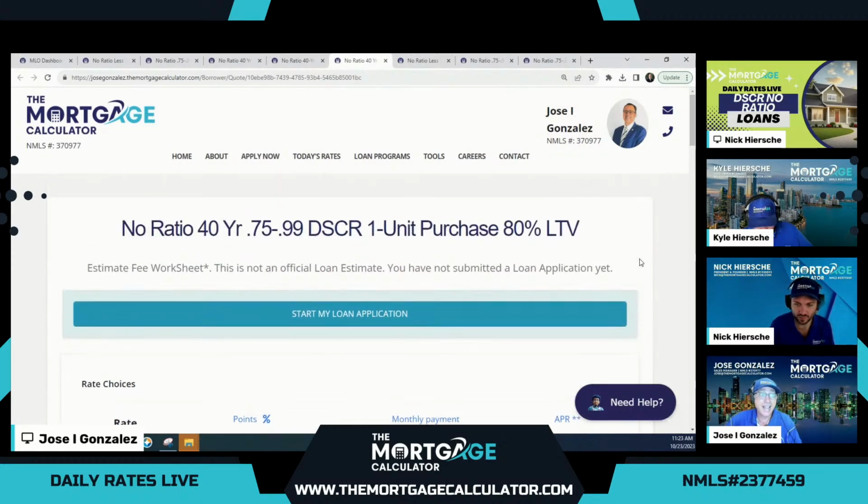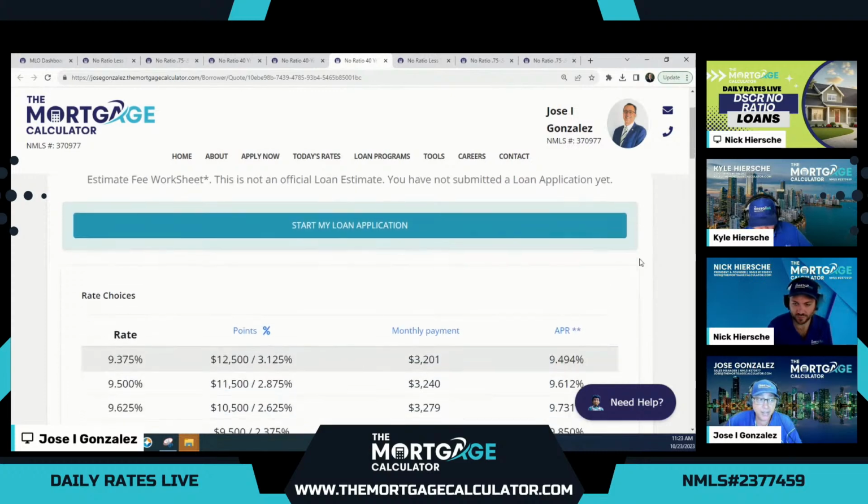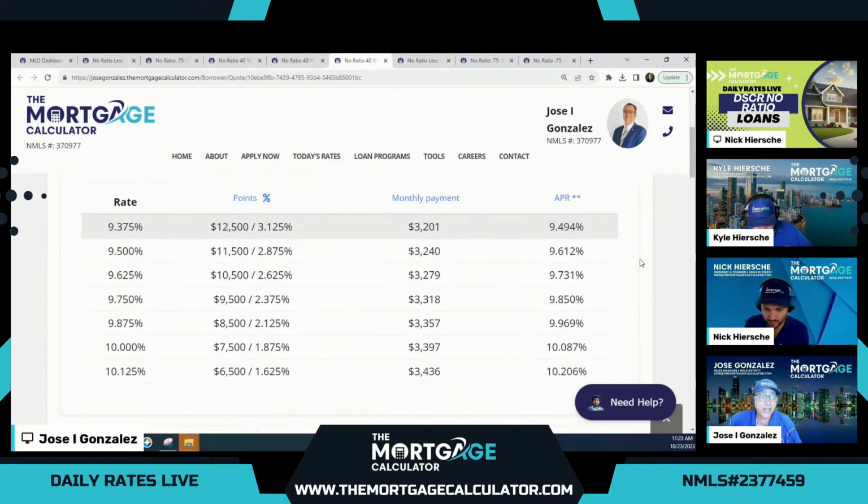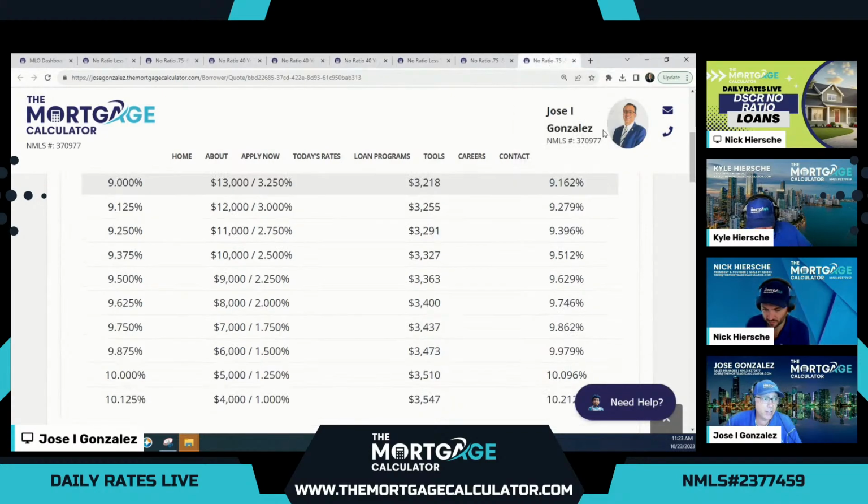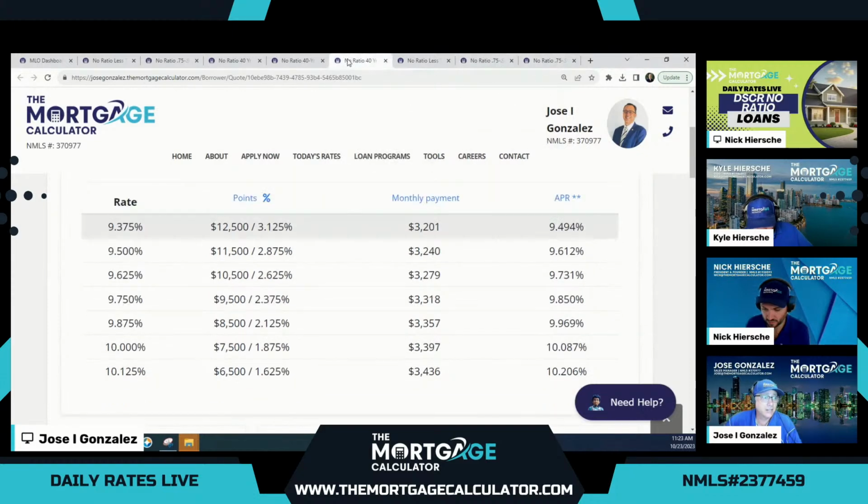So this is our 80% LTV option, but throwing the 40-year twist, and not much of a price adjustment there, right? I think we're looking at about a 0.625 of a point price adjustment to go 40 years, but many times that could be the difference between going with this program or the true no ratio.